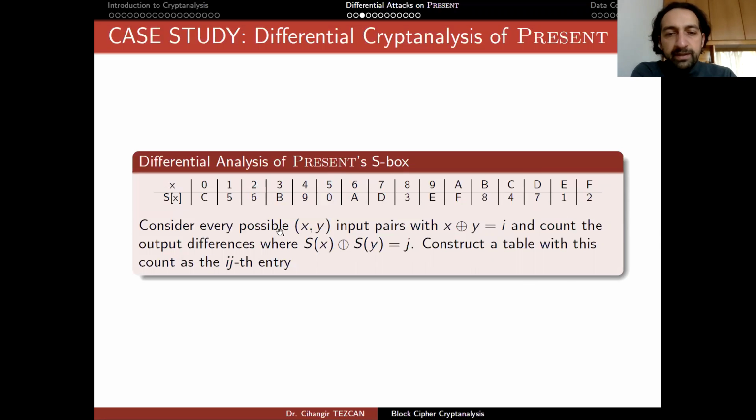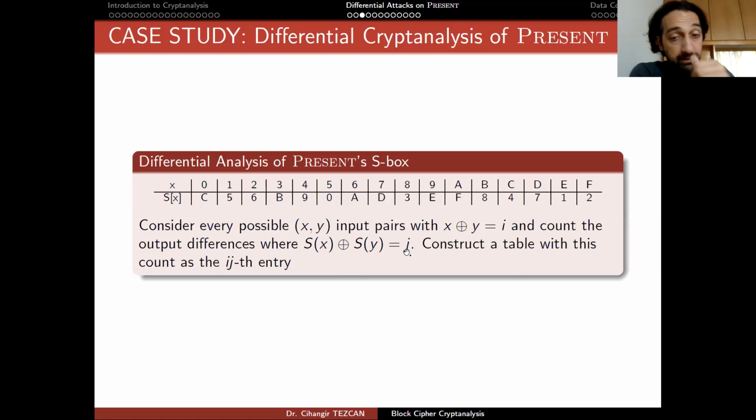So consider every possible input pair X, Y with X XOR Y equals I, and count the output differences where S(X) XOR S(Y) equals J, and construct the table with this count as the ij-th entry. So fix I. For instance, if you start with 0, this means that X equals Y, so consider every possible input pair. In this case, since Y equals X, we will have 16 pairs. We will have to check S(X) XOR S(X), which is again 0. So for the possible 16 inputs, 0, 0, 1, 1, 2, 2, 3, 3, and so on, we always see the output difference 0.